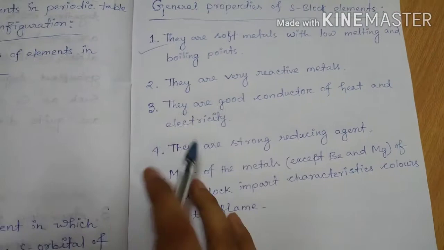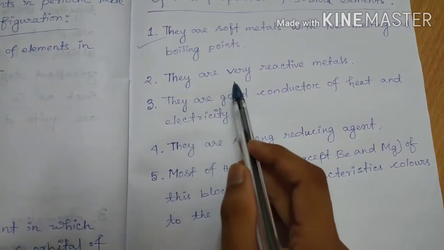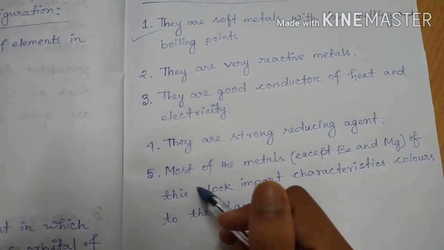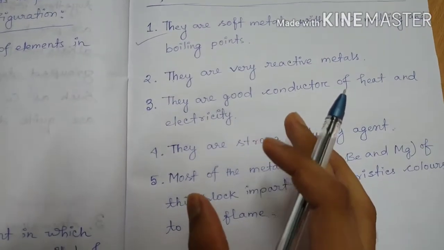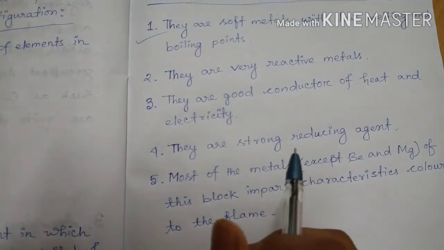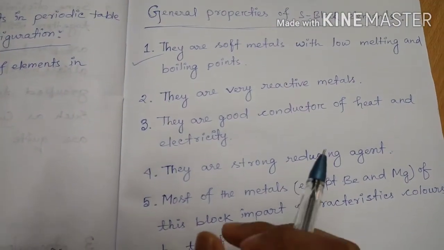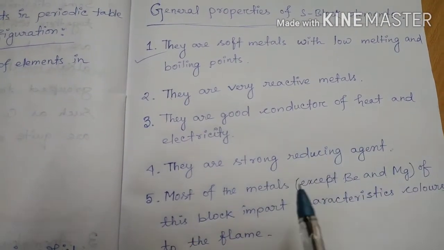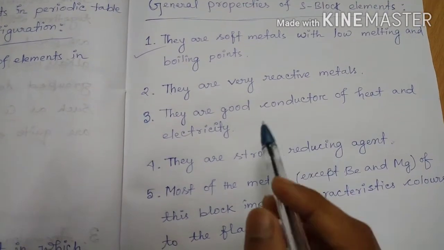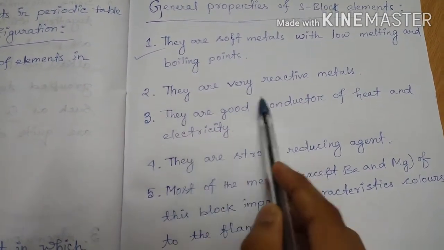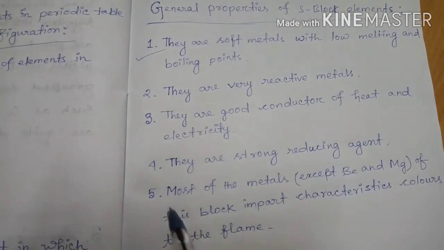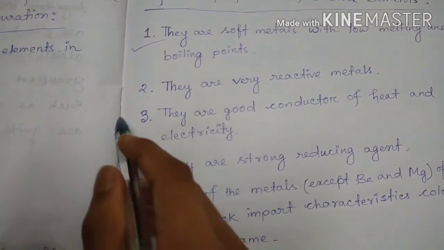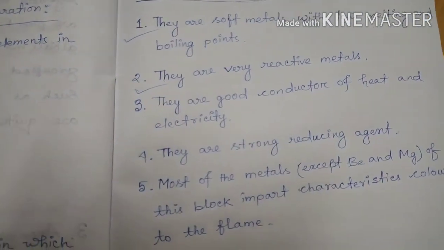Now the number two property is they are very reactive metals. That is, s block elements can react very easily, and they react very fast. So that's why s block elements are very reactive metals. This is the number two property.